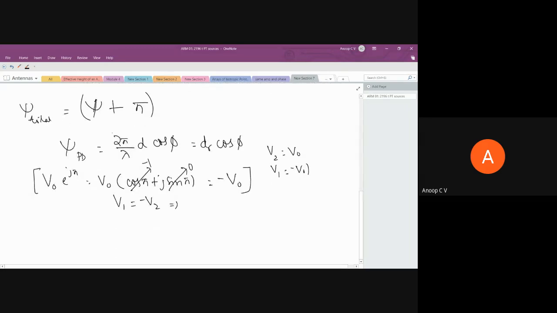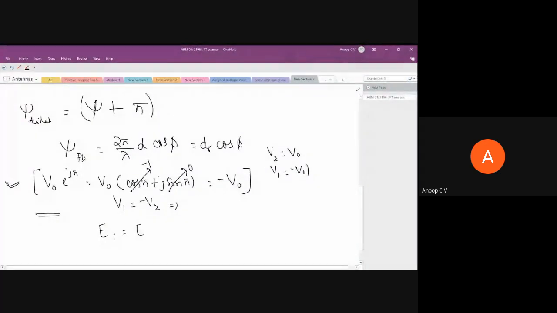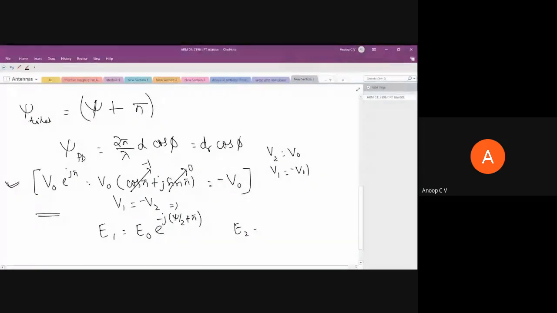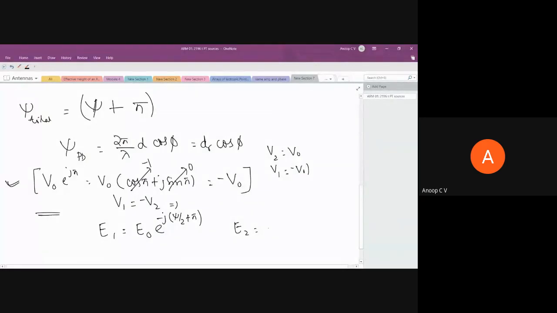So considering that, I can write E1 will be equal to E naught e power minus j psi by 2 plus pi, and E2 as E naught e power j psi by 2. I know you have a lot of confusion here.